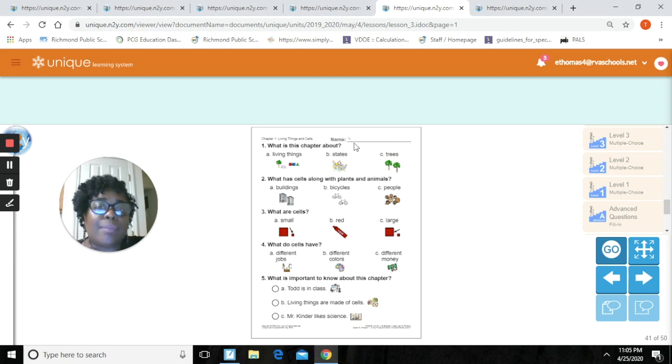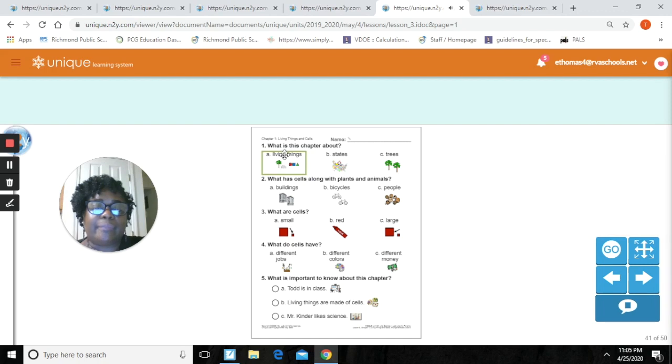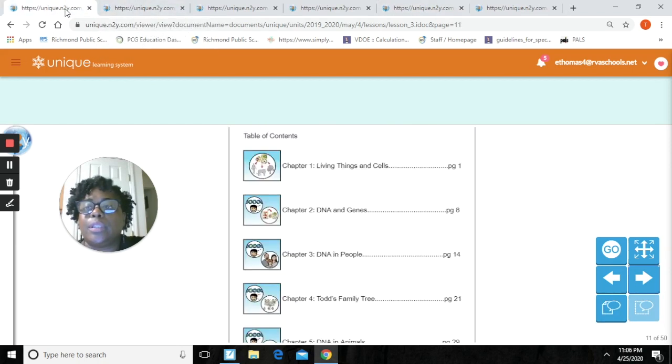Now, is the whole chapter about states? Did we read anything about states? Nope. So we can X that one out. We can just put an imaginary X over there. Is the entire chapter about trees? Nope. We can X that one out. So what was it about? It mentioned living things, right? Exactly. Okay, what has cells along with plants and animals? What has cells along with plants and animals? Let's use our story to come up with the answer.